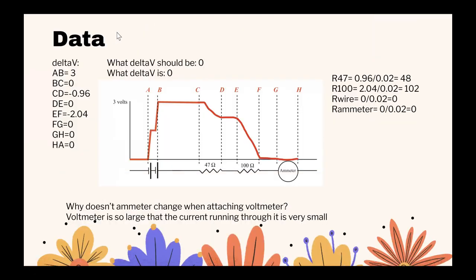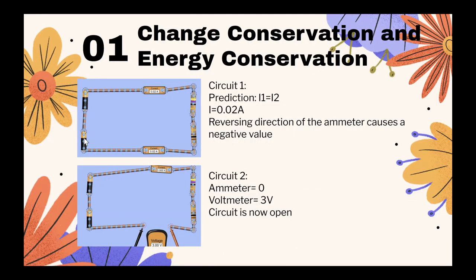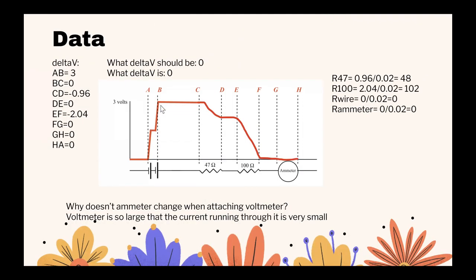For my data, I found delta V between each point. Each connection was like, this was A, this was B, B to C, C to D, and so on. When I plotted the delta V's, what I knew it should be was 0 because of the loop rule. And so I did get 0 when I combined all these together.